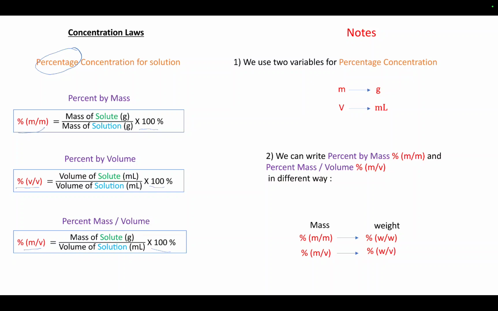We have two important notes. In these three percentage concentration laws we use two variables: m for mass and v for volume, gram for mass and milliliter for volume. Sometimes we will see liter or kilogram, but mostly we use these two units. We can write percent by mass, m by m, or m by v, in another way. So m stands for mass, and this is for weight. So we can write either this way or this way. And also for mass by volume we can write w by v.